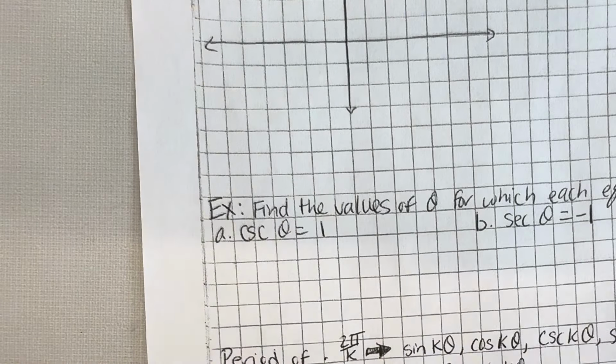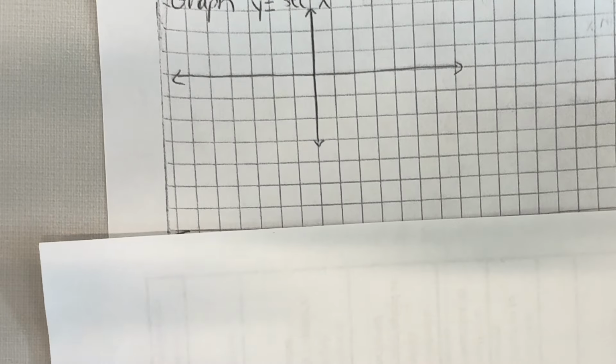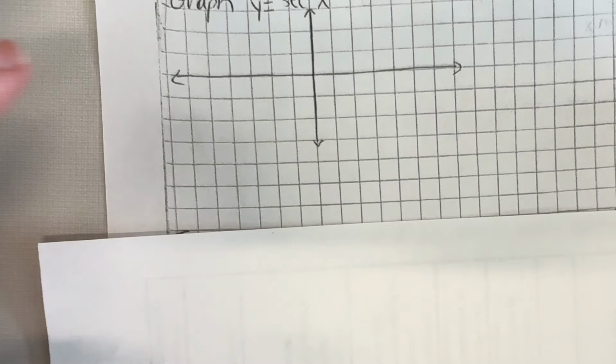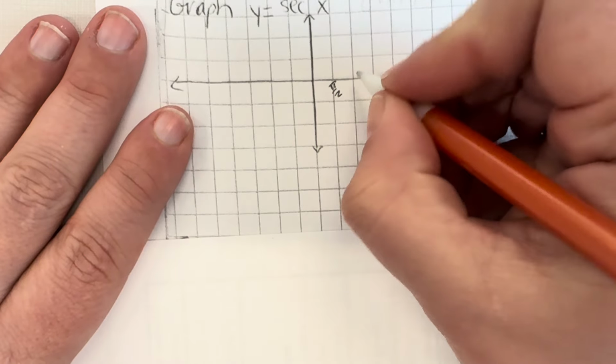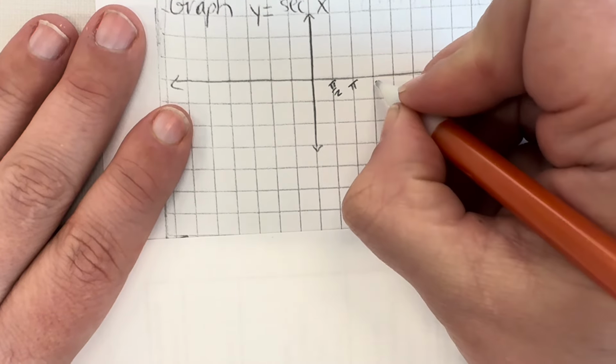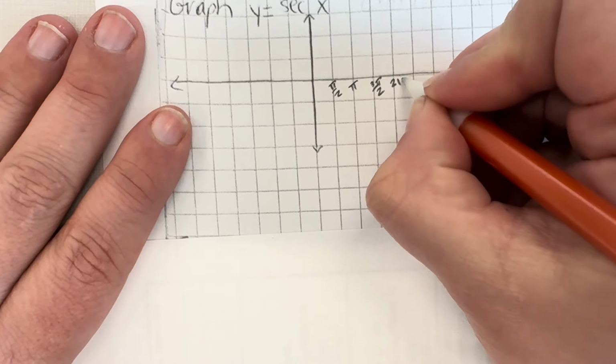Our secant graph acts exactly the same, but based off of our cosine. So let's take a look at what that secant graph is going to look like. So let's start with drawing our regular pi over 2, pi, 3 pi over 2, 2 pi.